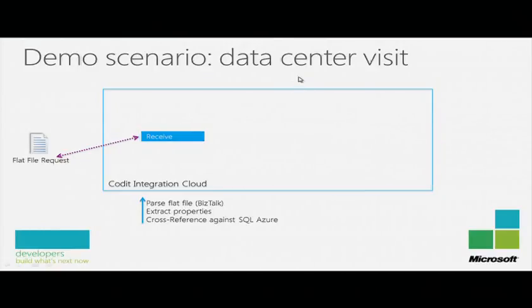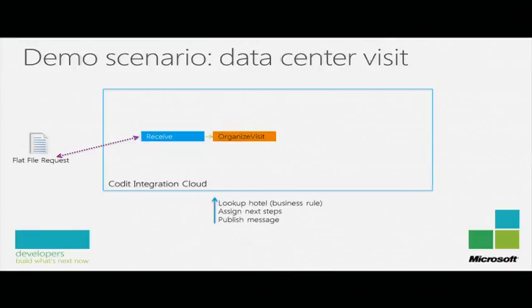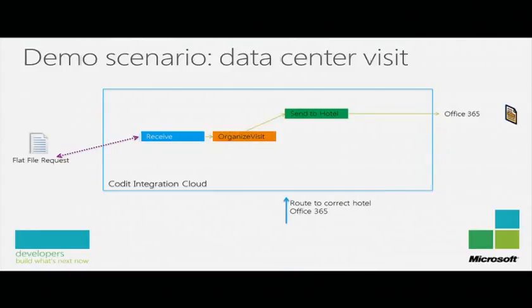Then we promote or extract some properties, like for this data center, it's this company who requested, and so on. And we do a lookup to translate some data in SQL Azure. And then we start a workflow that just looks up to what hotel we should go, and we send a request on Office 365 to the right hotel. So there's 3 hotels configured, and based on the hotel, we send it in the right folder on SharePoint there.